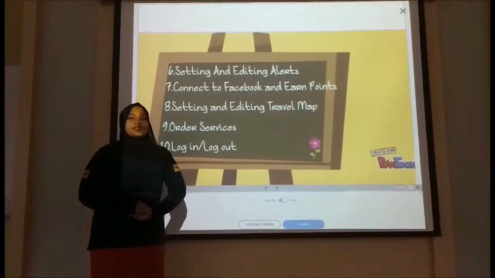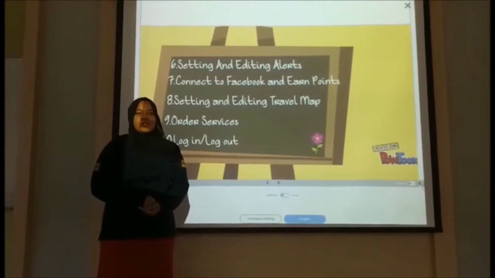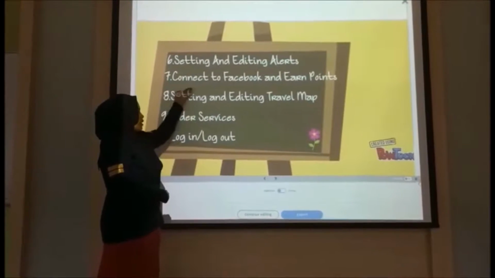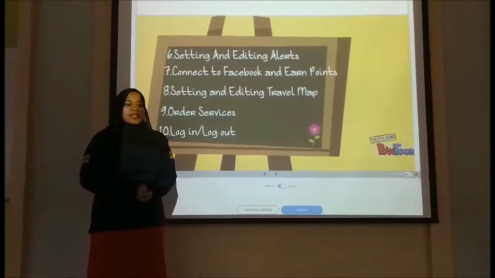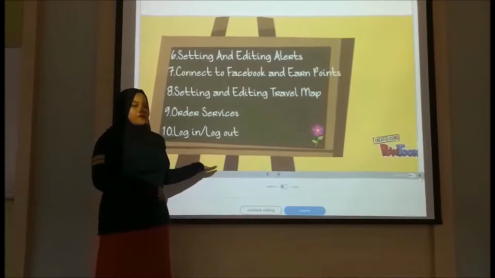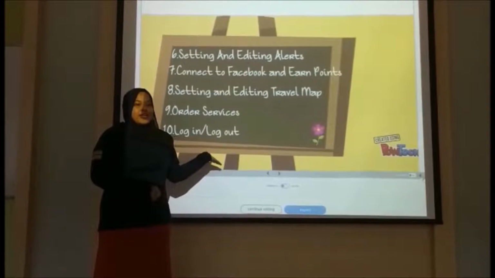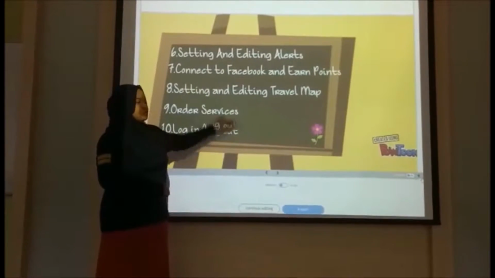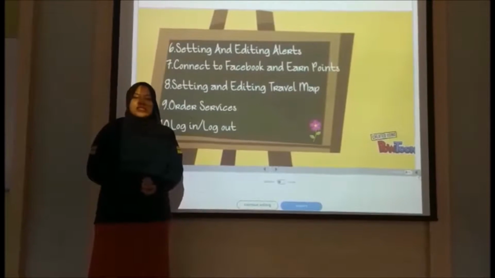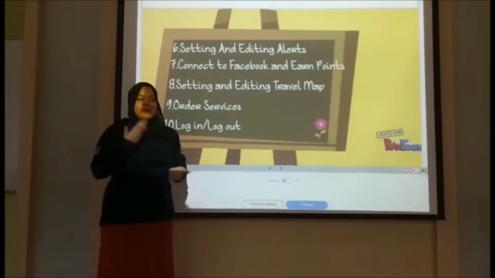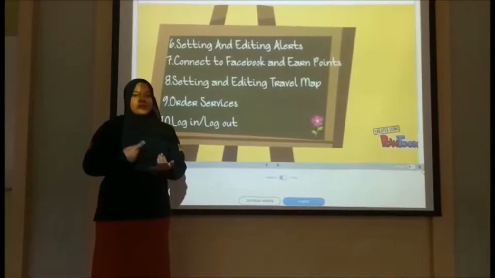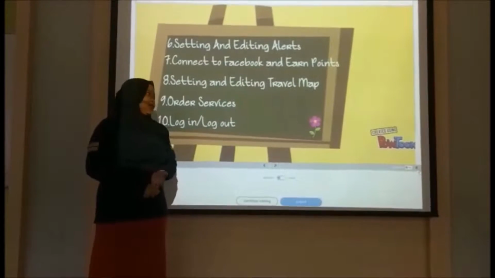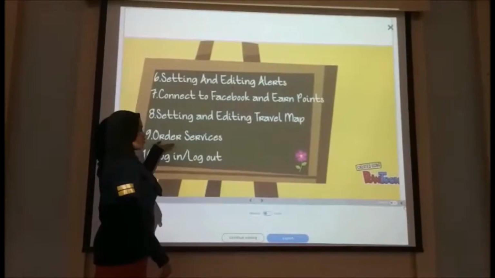Setting and editing alerts. Users can set or edit alerts on their own regarding the site. The next one is connect to Facebook and earn points. To be more recognized in the travel community, which is the TripAdvisor site, they can connect to Facebook, and when they connect to Facebook, they can earn many points that can give them benefits when they want to travel or book a plane, which will give them an advantage when they are using this website.